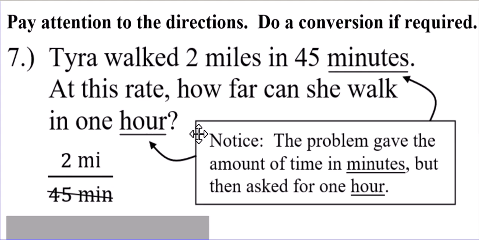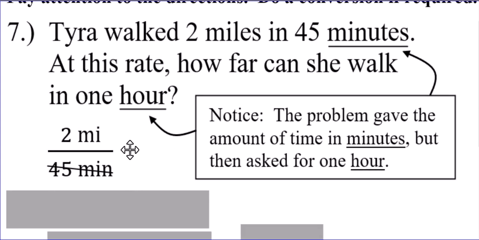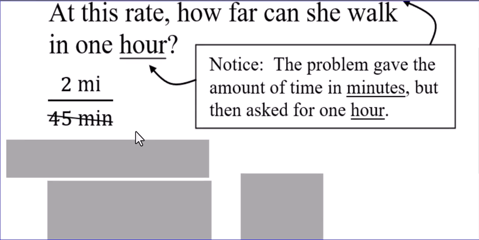The problem gave you the time in minutes, but then they asked for 1 hour, so your initial thought probably would have been, okay, 2 miles over 45 minutes. I'm going to go ahead and divide. Oh, no. Because then that would give you miles per minute. We want to know the miles per hour, how far she can walk in 1 hour. So we're going to have to do a little bit of a conversion here.